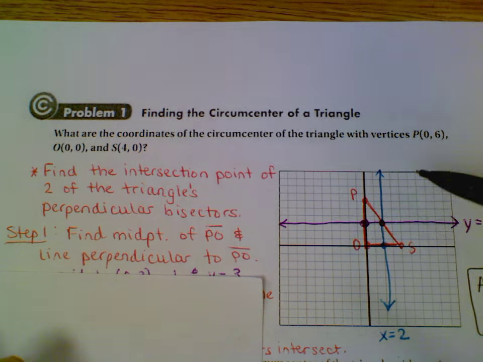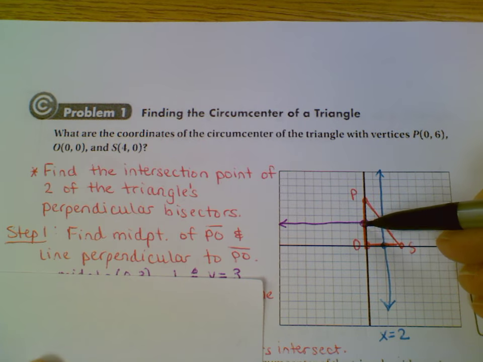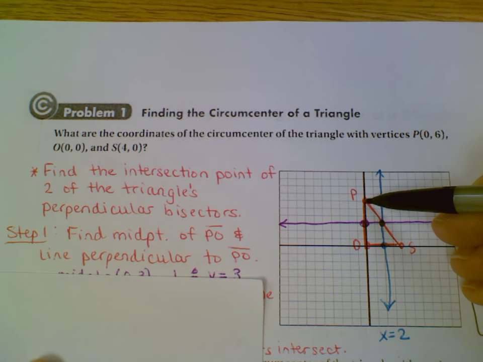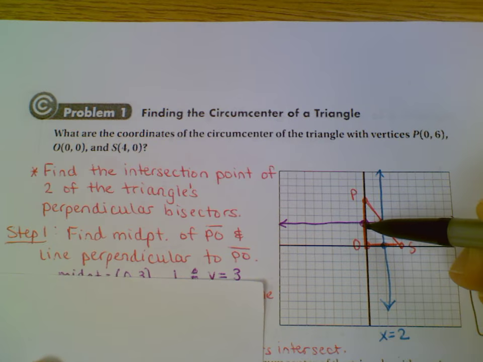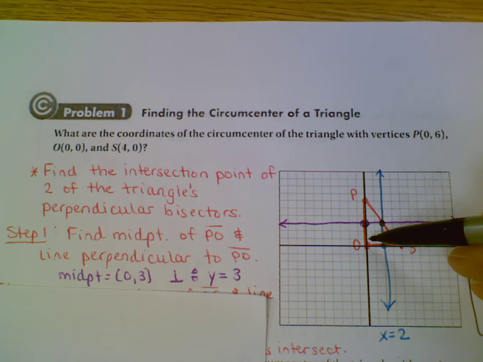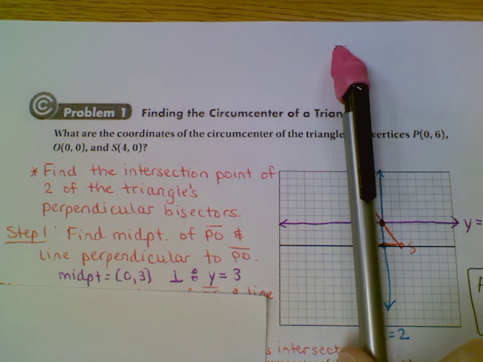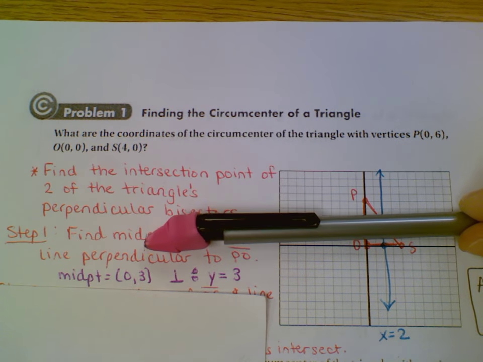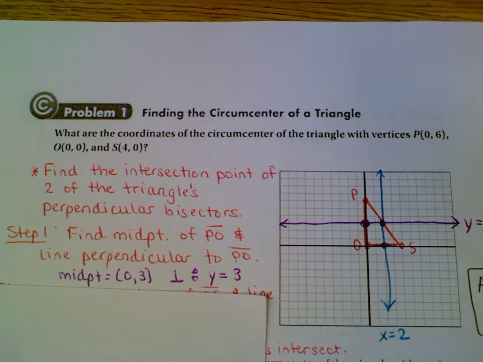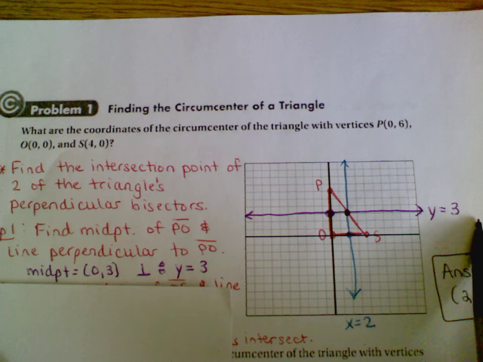So, for example, let's start with PO. This is my leg. I'm going to count the length: 1, 2, 3, 4, 5, 6. The length is 6, so that means my midpoint has to be at 0, 3. So I put a point there. If I'm going to be perpendicular to this line, I'm going to have to be going the opposite direction so it makes a right angle. Well, if this is a vertical line, then I'm going to make a line that's horizontal going through that point. So that's what I did. I drew in this line at y equals 3.